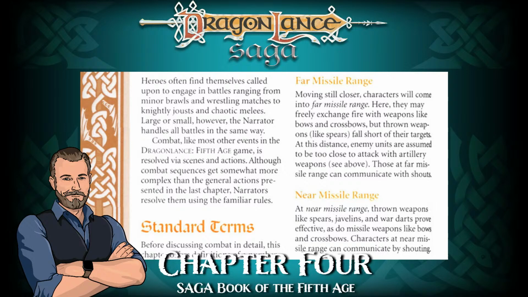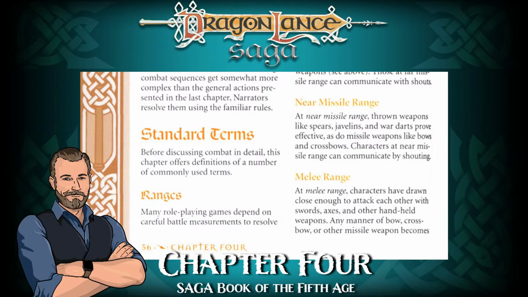Far missile range. Moving still closer, characters will come into far missile range. Here, they may freely exchange fire with weapons like bows and crossbows, but throwing weapons like spears fall short of their targets. At this distance, enemies' units are assumed to be too close to attack with artillery weapons. Those at far missile range can communicate with shouts. Near missile range. At near missile range, thrown weapons like spears, javelins, and war darts prove effective, as do missile weapons like bows and crossbows. Characters at near missile range can communicate by shouting.